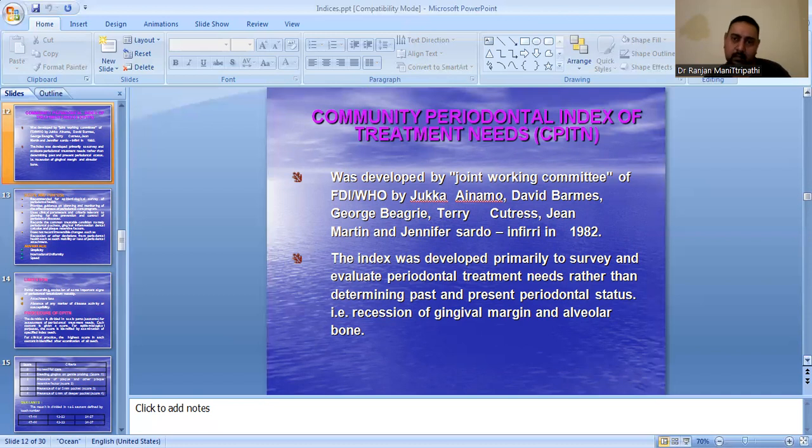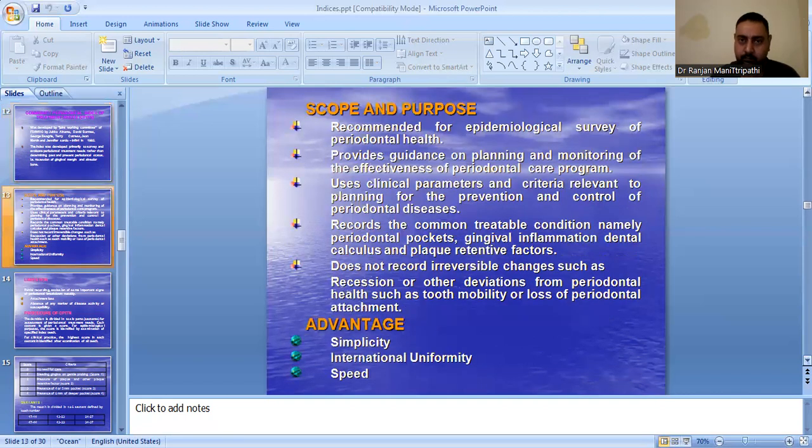So this index is recorded with the help of the CPITN probe. The index was primarily developed to survey and evaluate periodontal treatment needs rather than determining past and present periodontal status, that is recession of gingival margin and alveolar bone.